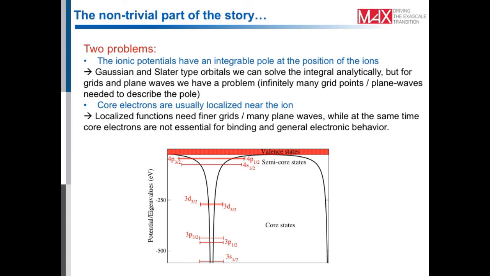You may end up with some states which are close enough to the valence, and then they are called semi-core states. They have to be taken care of specifically, and I think that you will hear about that from Gregor later on. And then, of course, what you're interested in mostly are the valence states. These are the ones that you really want.